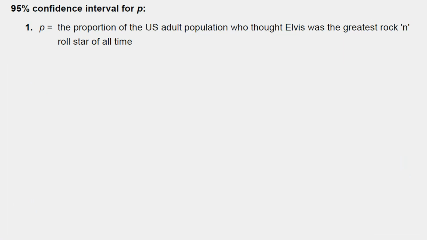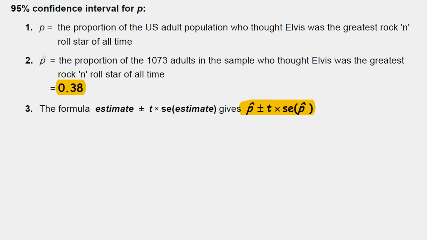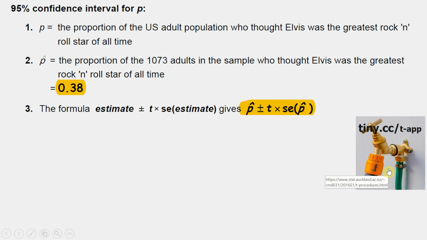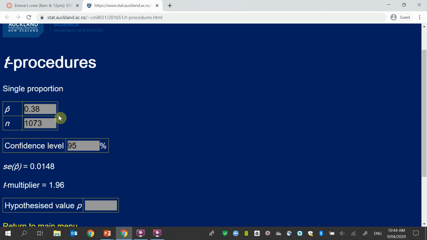Okay, so here's our parameter, P without the hat, the proportion of the population who thought Elvis was the greatest rock star of all time, and our estimate, just for the sample there, p hat 0.38 or 38%. Okay, here's our formula, replacing the word estimate there with the symbol p hat. Jump over into the T procedures tool to get the rest of our things, and here's one I prepared earlier. So 0.38 is our p hat, our sample size, and here we get our standard error and our T multiplier.